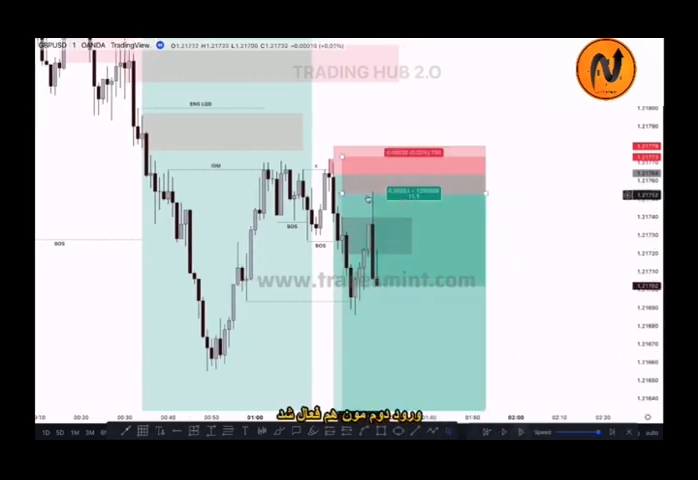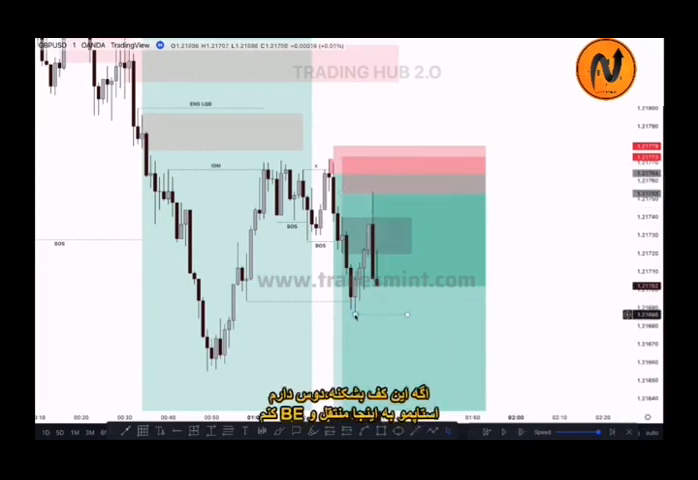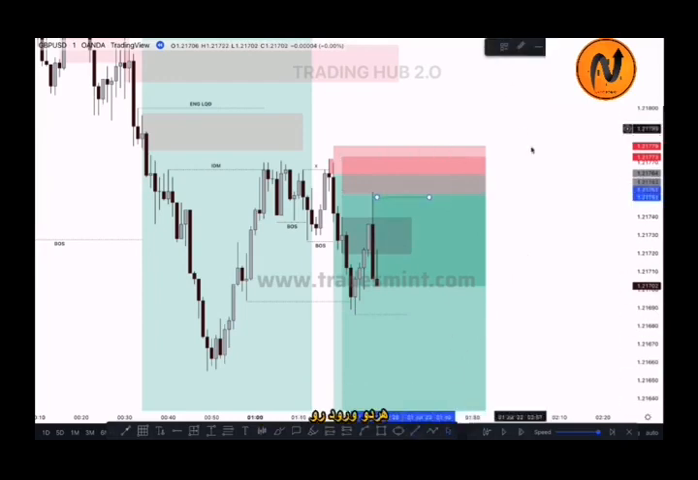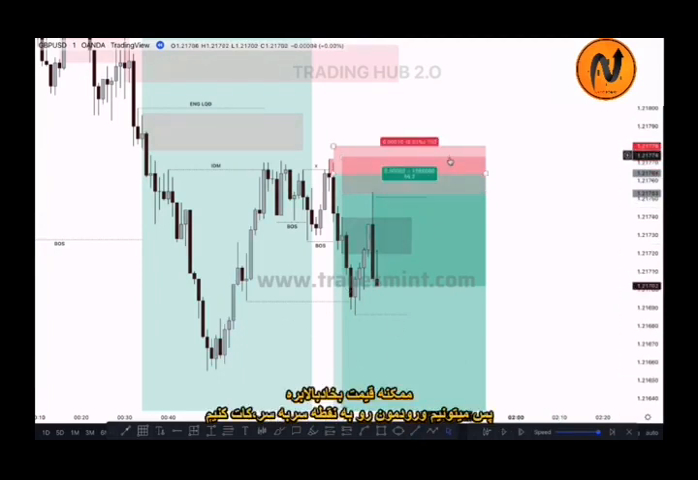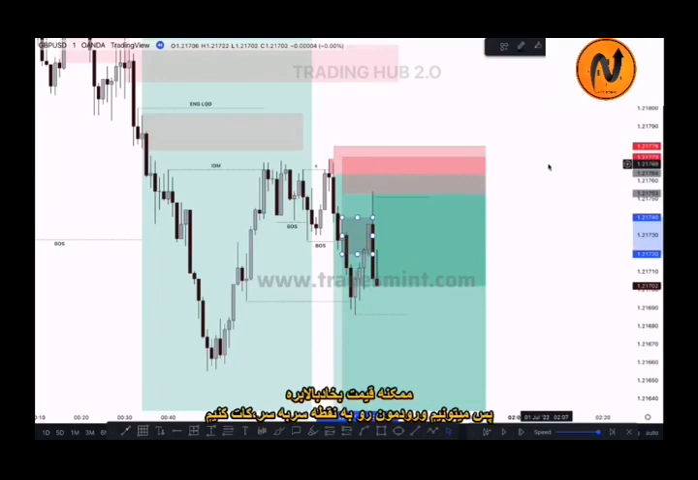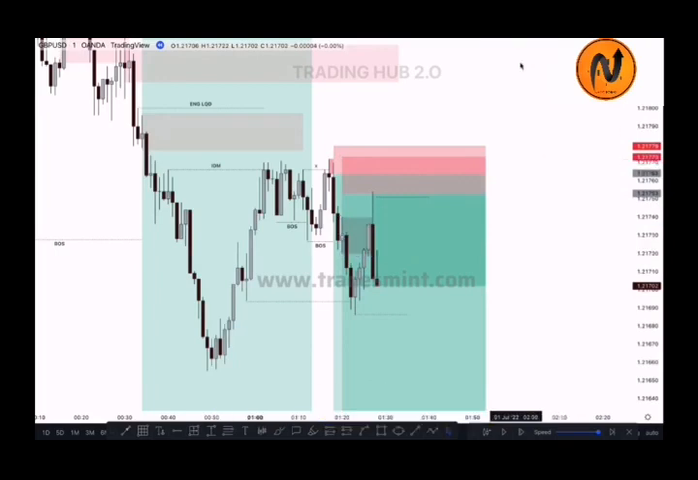You can see our second entry also mitigated. If the market takes out this low, then I would like to trail my stop loss to the break even point here on both entries. Correct. If the market wants to go higher, then we can cut our entries at the break even point. Okay, so let's see.